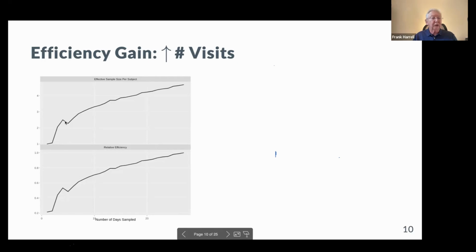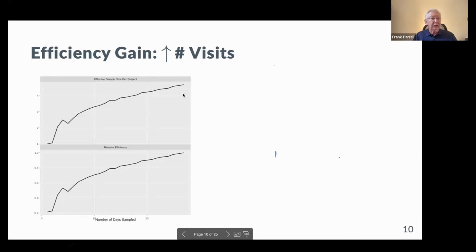That patient who has five measurements has the information content of about two patients that had one measurement apiece. If you look all the way out, the 28 daily measurements gives us the information content of having one measurement for almost five patients. So each patient, if you use the full longitudinal data, which is 28 observations per patient, each patient has the power and efficiency value of more than four patients.